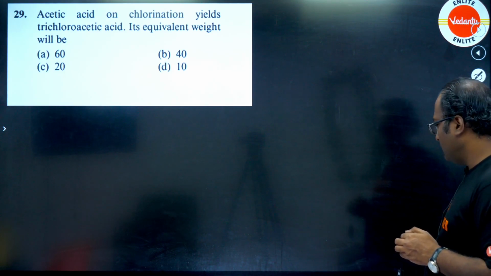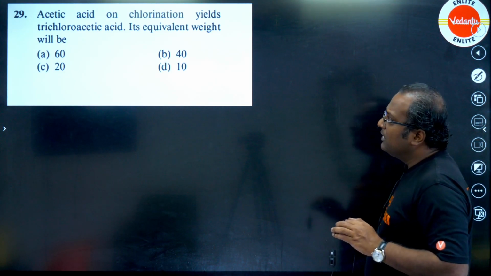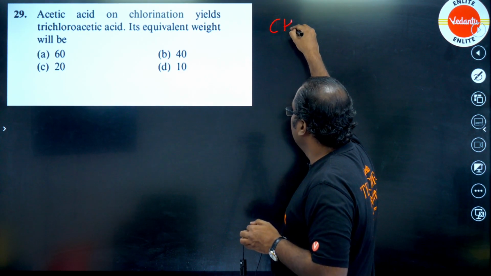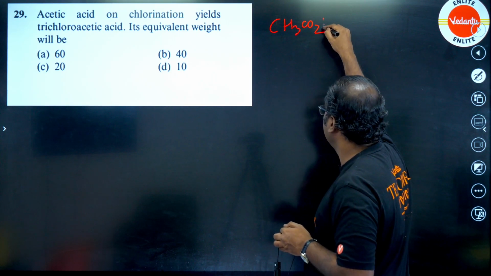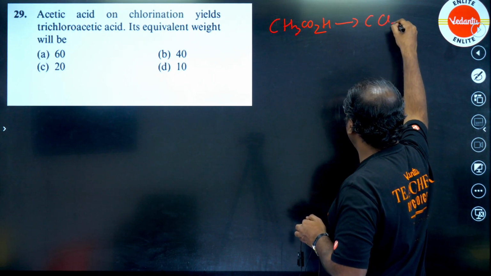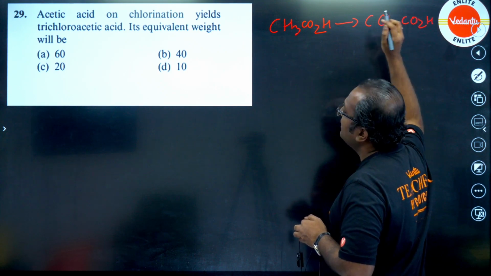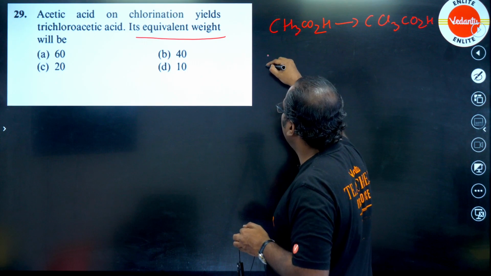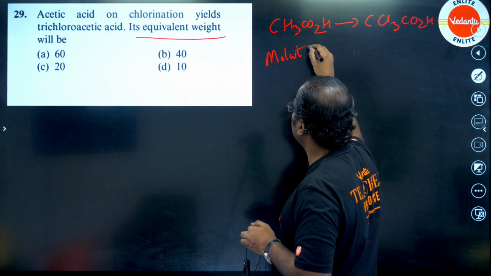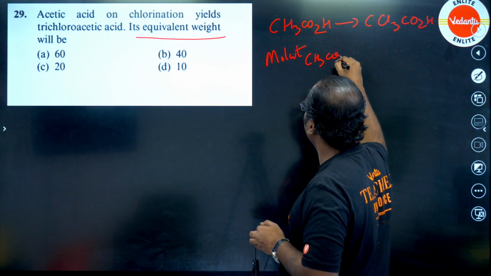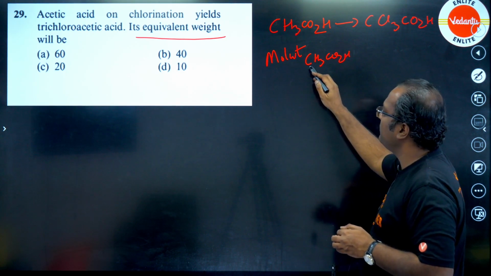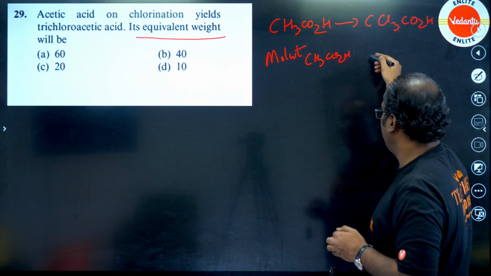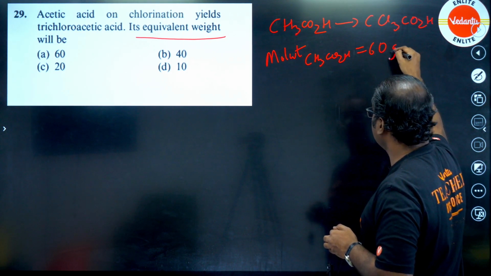I think that's the last question for the day. We have acetic acid which on chlorination yields trichloroacetic acid. He is asking what is the equivalent weight of the acetic acid. So molecular weight of acetic acid is how much? That's 60, isn't it? 2 oxygen 32, 32 plus 4, that's 36. 36 and 24, the molecular weight is 60 gram per mole.